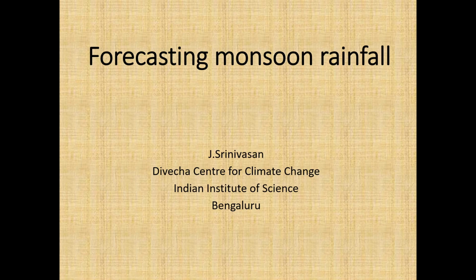Monsoon rainfall is very important in India because most of the rainfall falls within the monsoon season, and that water has to be preserved till the next season. So we all look forward to the onset of the monsoon and the rainfall with great expectation. So it's very important to forecast this rainfall accurately.